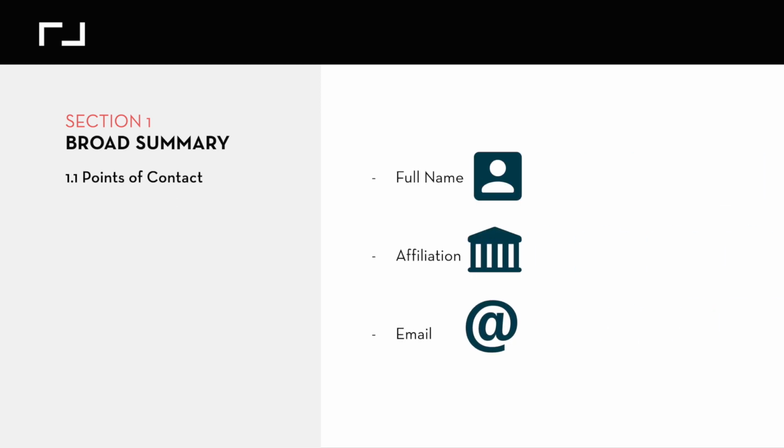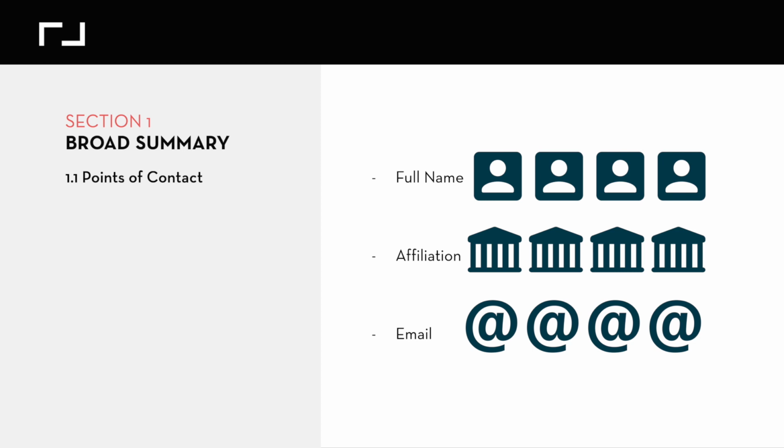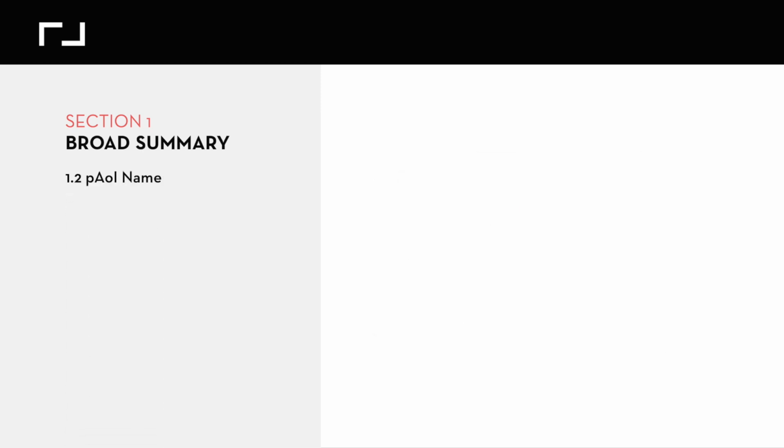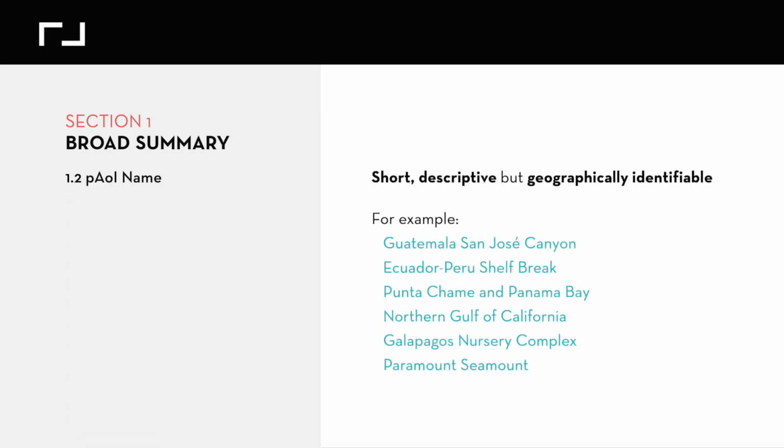This first section of the form provides a broad summary of the area being proposed. Section 1.1 requests the details of the authors involved in the preparation of the submission: names, affiliations, and email. It is recommended to present submissions from consortia to strengthen the submission through varied knowledge and experience. In section 1.2, you will need to provide the name of your preliminary area of interest. Think about a name that is short but descriptive and geographically identifiable. Avoid generalized and easily confused names.